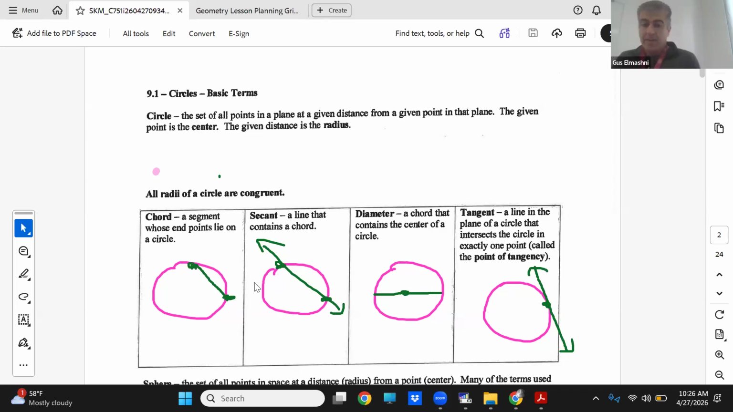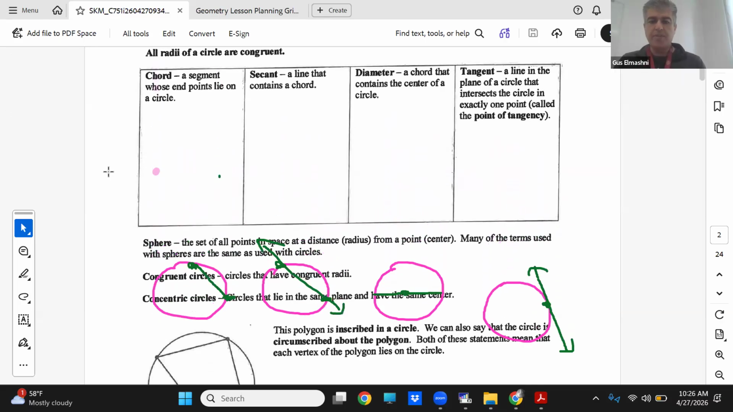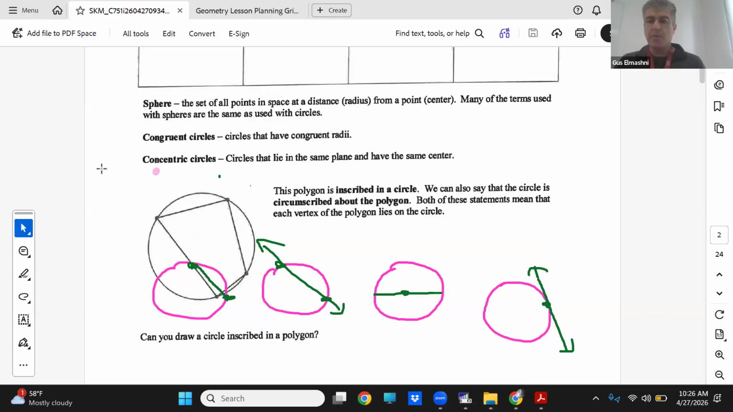So chord, segment that touches 2 points in a circle. The secant cuts or passes through it. It's just a line. Diameter is a chord, but happens to include the center. A tangent just touches at one point, and the point that we touch we call the point of tangency. Okay, so that's the terminology there. A sphere, you guys already know what a sphere is. It's a set of all points of equal distance from a fixed point. However, it's three-dimensional.